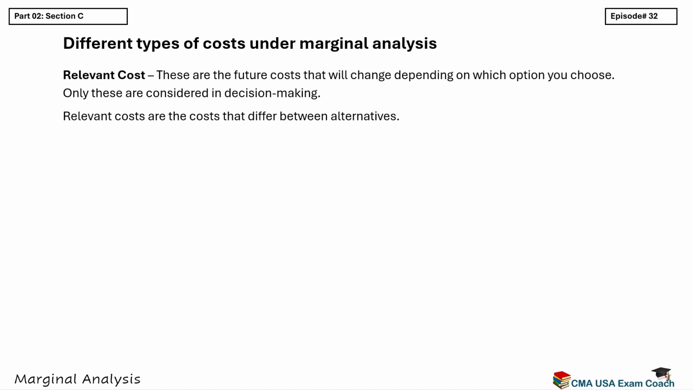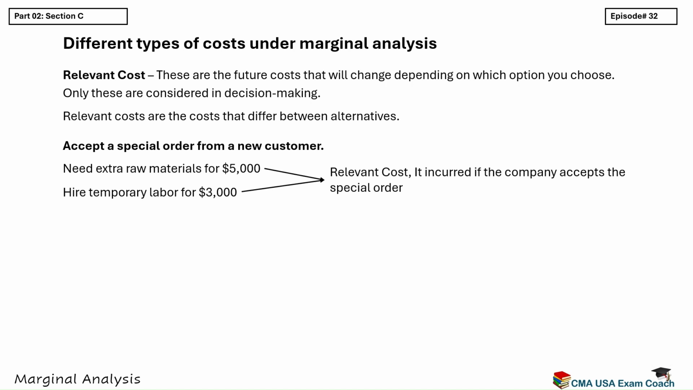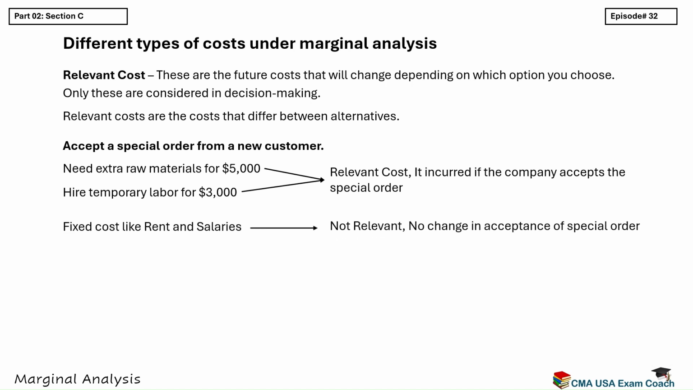Let's look at a simple example. Suppose a company is deciding whether to accept a special order from a new customer. To fulfill this order, they will need to buy extra raw materials for $5,000, hire temporary labor for $3,000, and there will be no change to fixed costs like rent or salaries. In this case, the raw materials and temporary labor are relevant costs because they will only be incurred if the company accepts the special order.